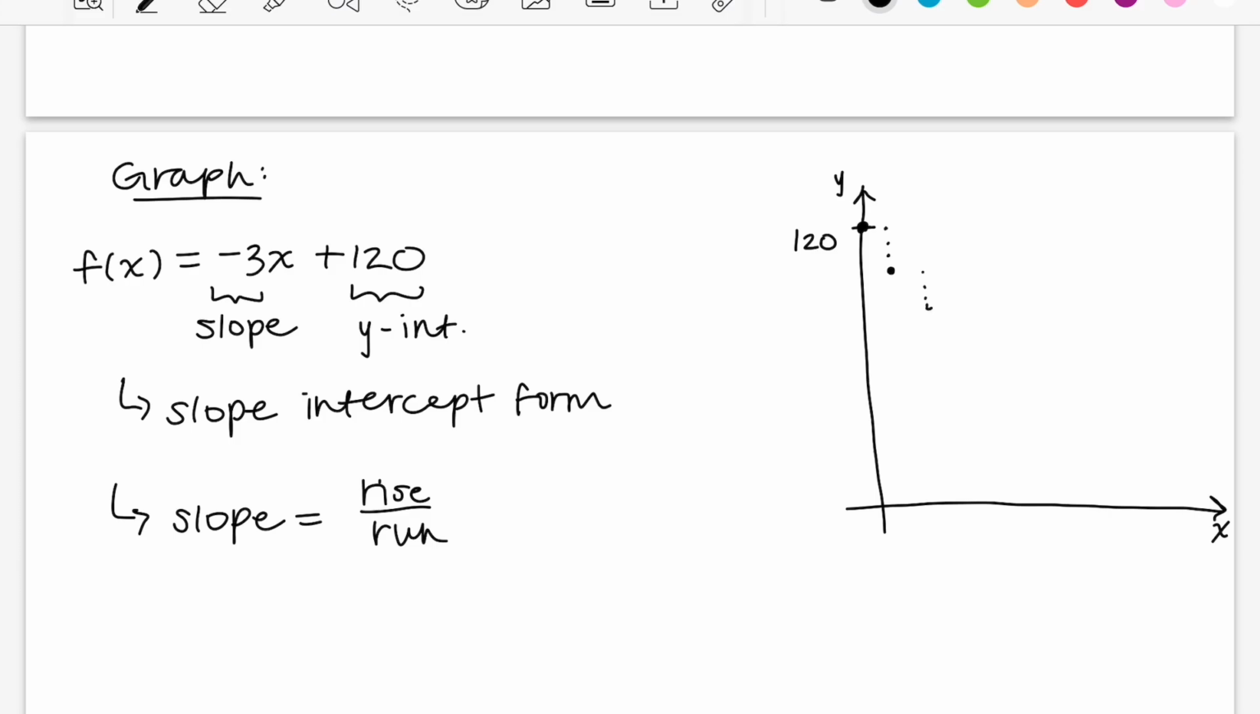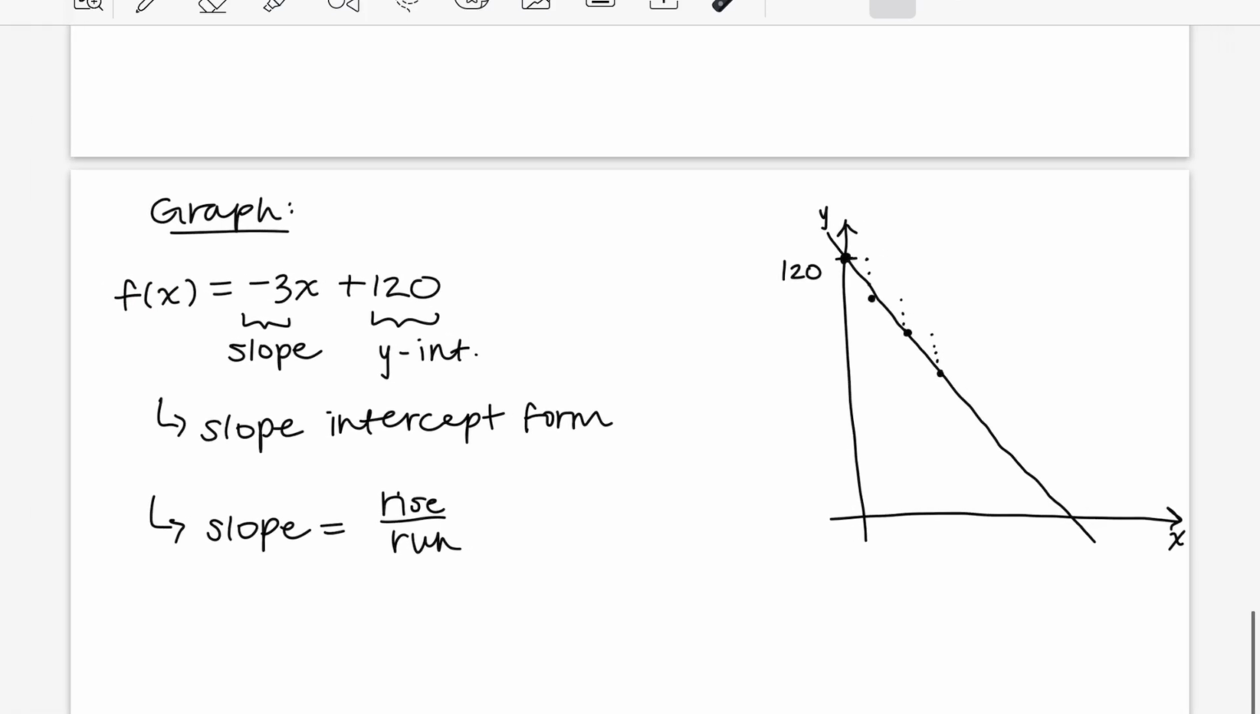And this is just a rough sketch. It should be something like this. Over 1 and down 3. And so our graph is going to look something like this. And then we can also find the exact value for our x-intercept by setting this equal to 0 and then solving for x. All right, so that will be it for this video.